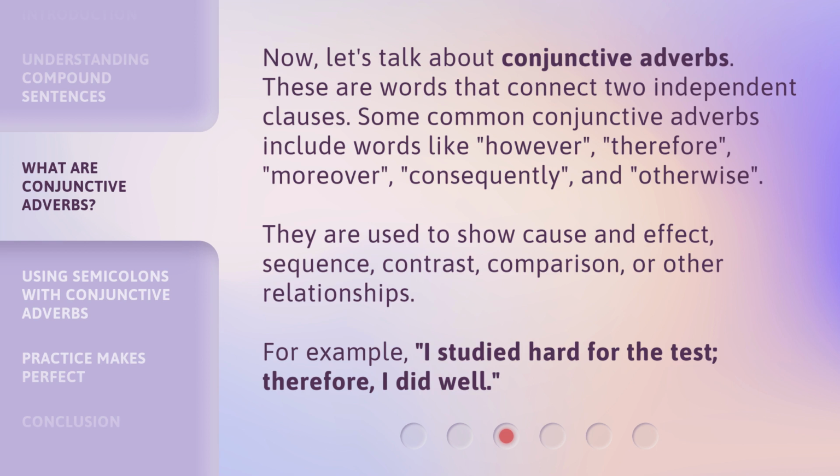Now, let's talk about conjunctive adverbs. These are words that connect two independent clauses. Some common conjunctive adverbs include words like however, therefore, moreover, consequently, and otherwise. They are used to show cause and effect, sequence, contrast, comparison, or other relationships. For example, I studied hard for the test; therefore, I did well.